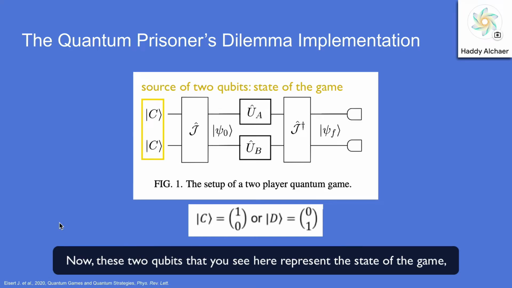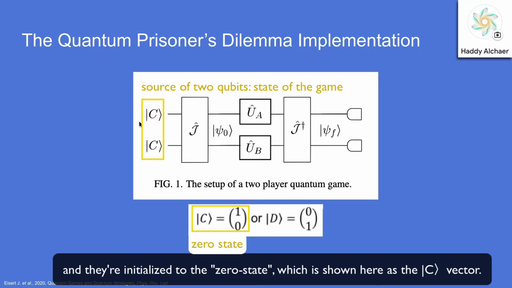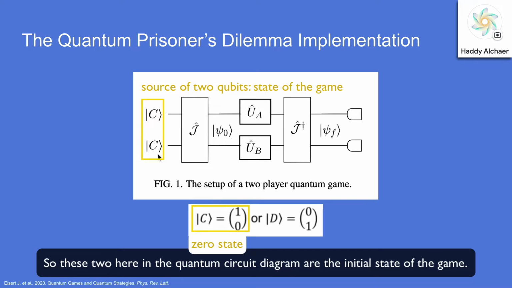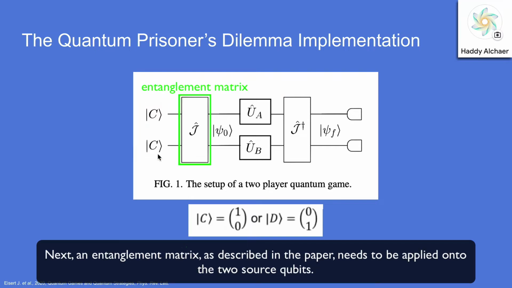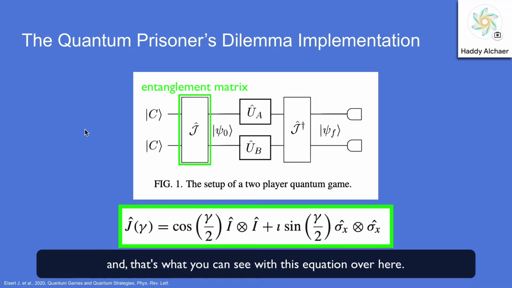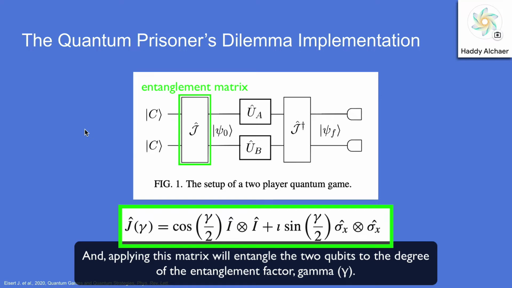These 2 qubits that you see here represent the state of the game, and they're initialized to the 0 state, which is shown here as the C vector. So these 2 here in the quantum circuit diagram are the initial state of the game. Next, an entanglement matrix, as described in the paper, needs to be applied onto the 2 source qubits. And that's what you can see with this equation over here. Applying this matrix will entangle the 2 qubits to the degree of the entanglement factor gamma.